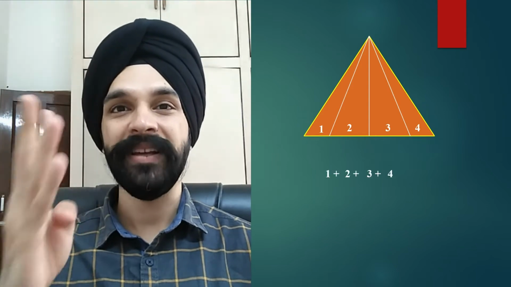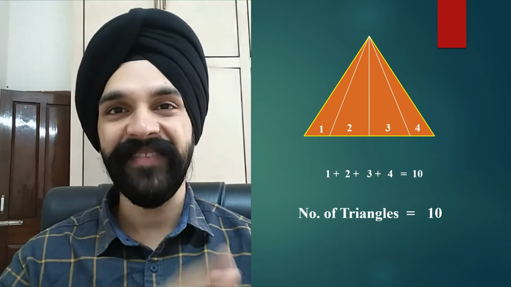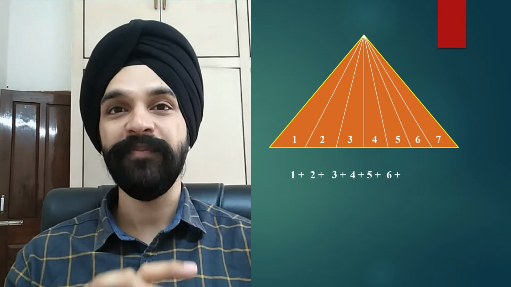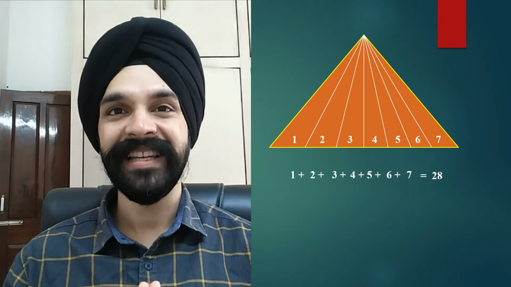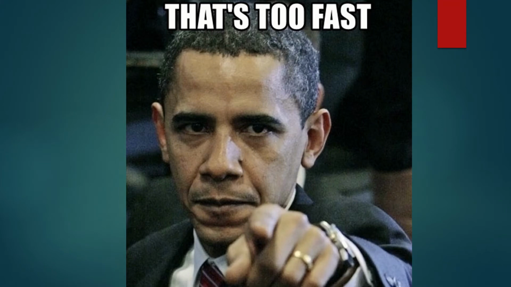Okay, let's try with figure 3. Take the base, write 1, 2, 3, 4. Now add 1 plus 2 plus 3 plus 4. That gives us 10. And that's our answer. Okay, let's try one more. In figure 4, take the base and write 1, 2, 3, 4, 5, 6, 7. Now add 1 plus 2 plus 3 plus 4 plus 5 plus 6 plus 7. That gives us 28. And that's our answer. Isn't this trick really making your work easier and super quick, right?